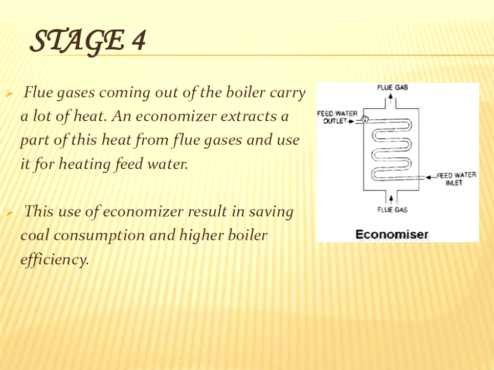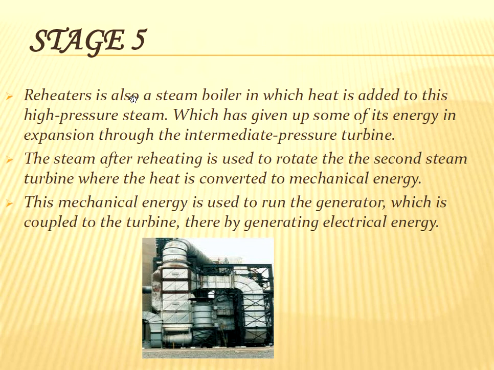Stage 4 is the economizer. The waste gases which go out of the boiler carry some heat, so we cannot leave this heat directly into the atmosphere. We can use that heat to heat the incoming water which is coming into the boiler. Then finally, this is the stage 5, where the steam is again reheated between the turbines.